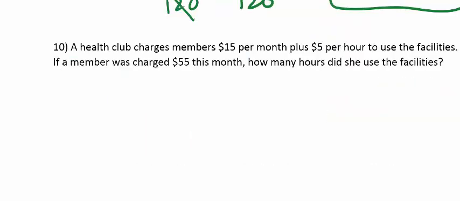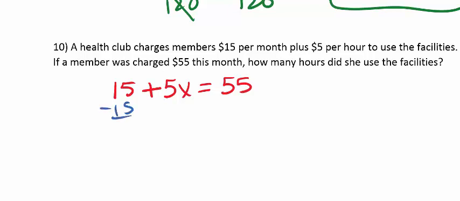Number 10, a health club charges members $15 per month plus $5 per hour to use the facilities. If a member was charged $55 this month, how many hours did she use the facilities? Well, it's $15 every month plus $5 for every hour to use a facility. So that's going to be 5 times x. That's going to equal our $55 for that month.